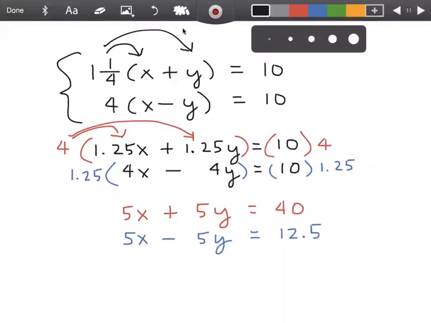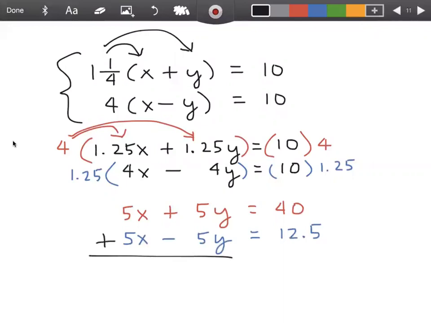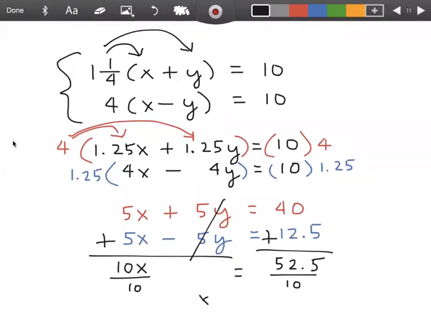So now when I add those equations together, 5x plus 5x is 10x. The y terms drop out. 40 plus 12.5 is 52.5. Dividing both sides by 10, we get x is 5.25.